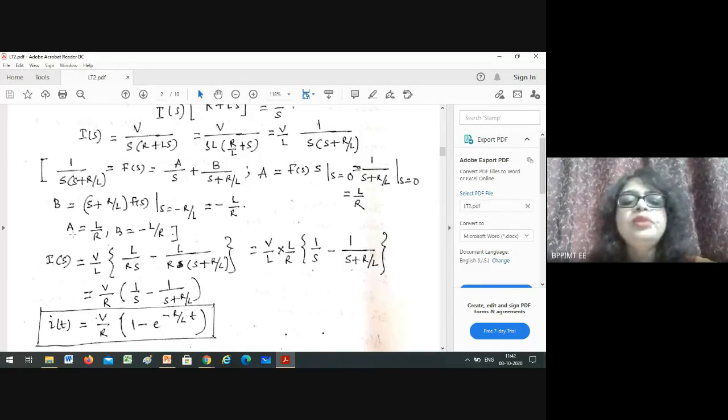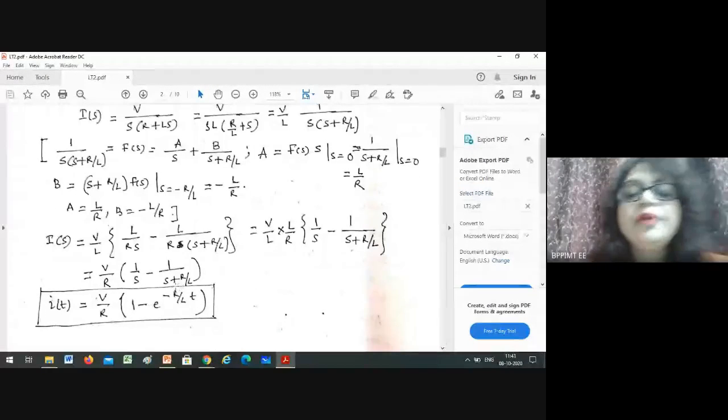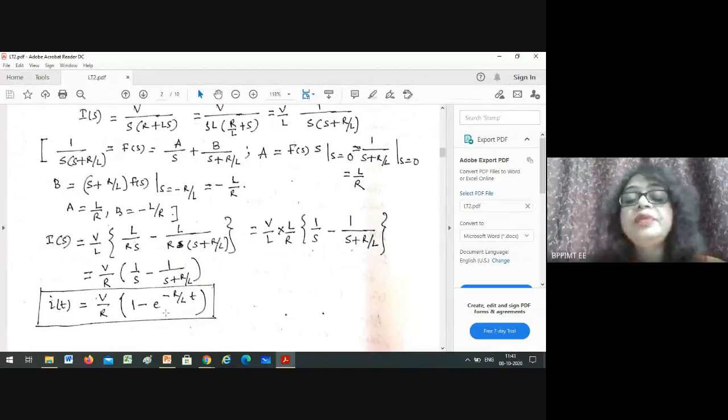Now if you put the value of A and B, you will get Is equal to V by L into L by R times 1 by S, this is A, and minus L by R, the value of B, times 1 by S plus R by L. Now if we take the inverse Laplace, what will happen? 1 by S is the Laplace of 1, right? Then what will be the inverse? That is 1. And what will be the inverse of 1 by S plus R by L? It will be e to the power minus R by L into T.